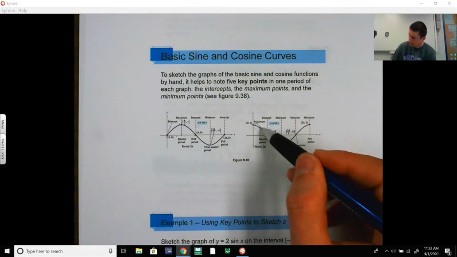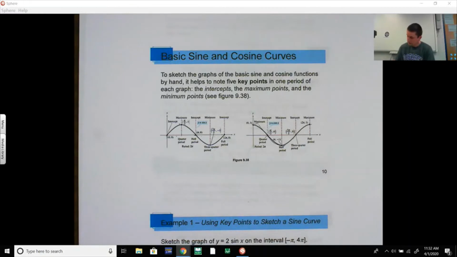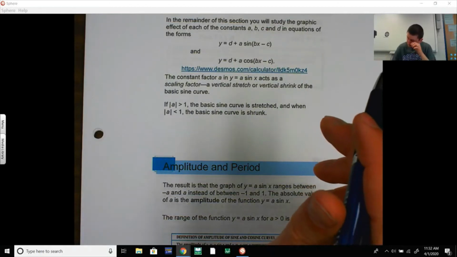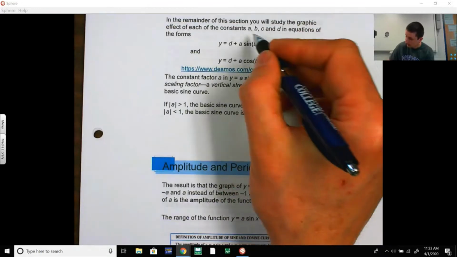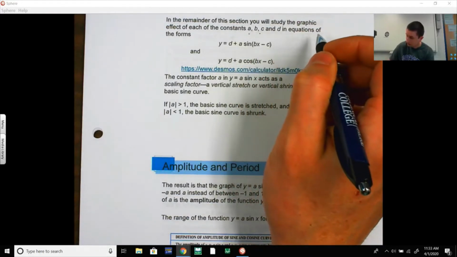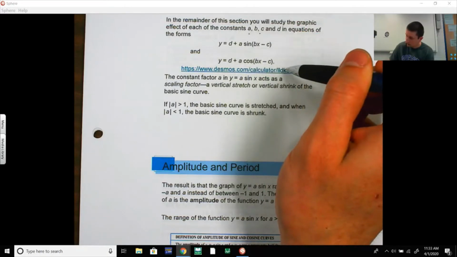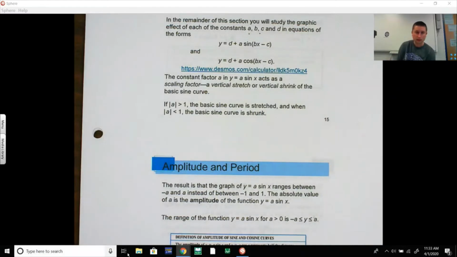Cosine starts high, drops to the bottom halfway, then comes back up to the top. Okay, we're not going to worry about sketching stuff right now. Okay, amplitude and period. In the remainder of the section, you'll study the a, b, c's, and d's in equations of the forms here. So here's a link. If you can pull this up and open it up, you can play with some of this. I'll do that now.